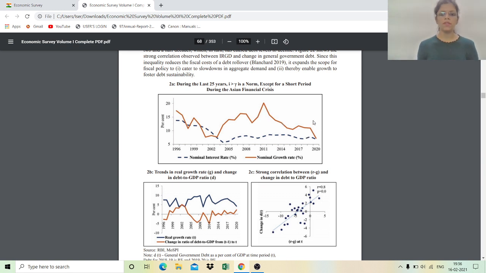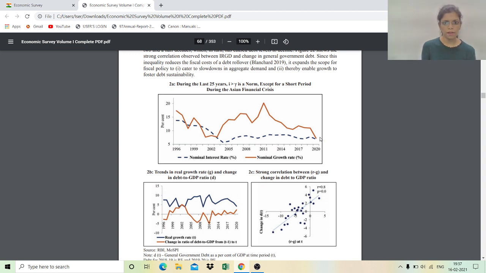Now there are two things that we need to see. First, our growth rate has been fluctuating, whereas our interest rates have been more or less stable. And the second thing is that our growth rates have been mostly higher than our interest rates. So what does this imply for us when our growth rates have been higher than our interest rates? Now we will understand this with an example.